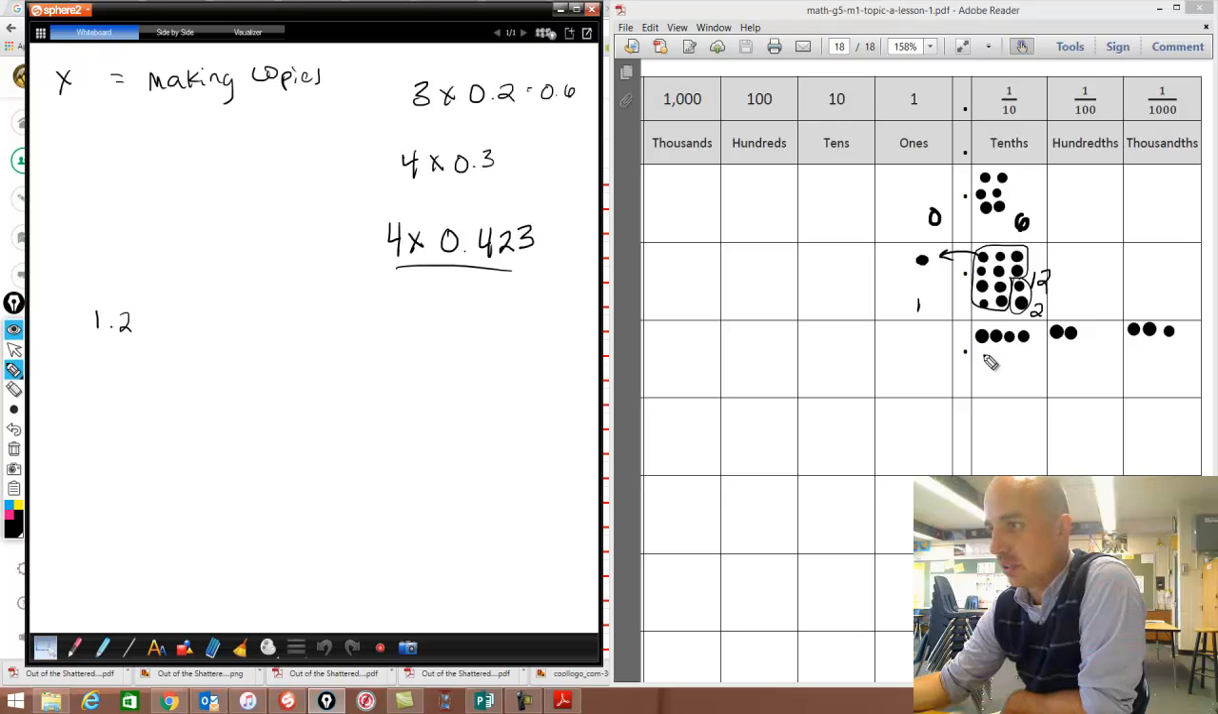And I need 4 copies of those. So 1, 2, 3, 4. 4 copies of my tenths, 4 copies of my hundredths, and 4 copies of the thousandths. So you can see how I have 423 thousandths, and I have 4 of them: 1, 2, 3, 4 going down.